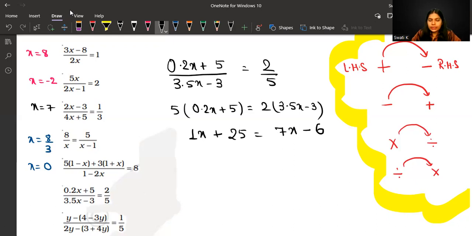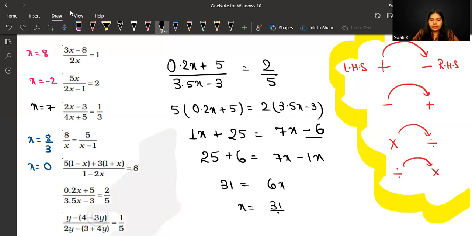Now, of course, I need to find out the value of x. So I'll do one thing. I keep the bigger number at their place only, and I shift the lower number to the other side. Okay, so I'll keep 25 here and I'll shift this minus 6 to the other side, that is plus 6. And this is 7x as it is, and this plus 1x I'll shift to the other side, it will become minus 1x. 25 plus 6 is of course 31, and this is 7x minus x, that is 6x. So the answer of x is 31 divided by 6, right?